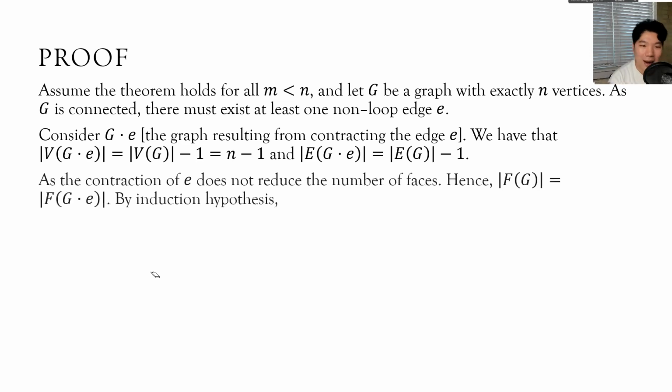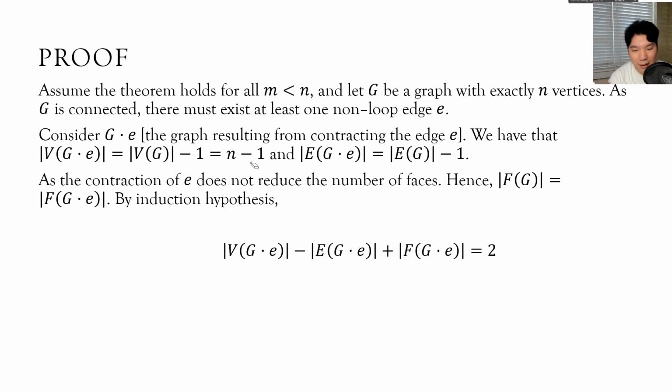So, as the contraction of E does not reduce the number of faces, again, this is another typo on my part, we should have that the number of faces in my original graph is equal to the number of faces in my contraction. Hence, by induction hypothesis, since I have strictly less than n vertices, I have this here.